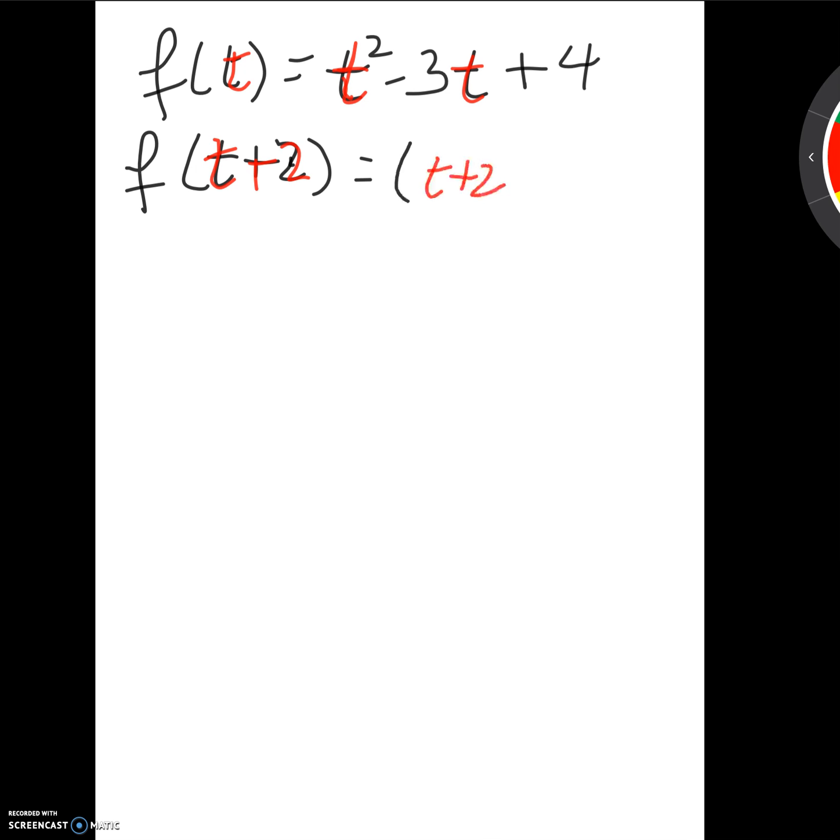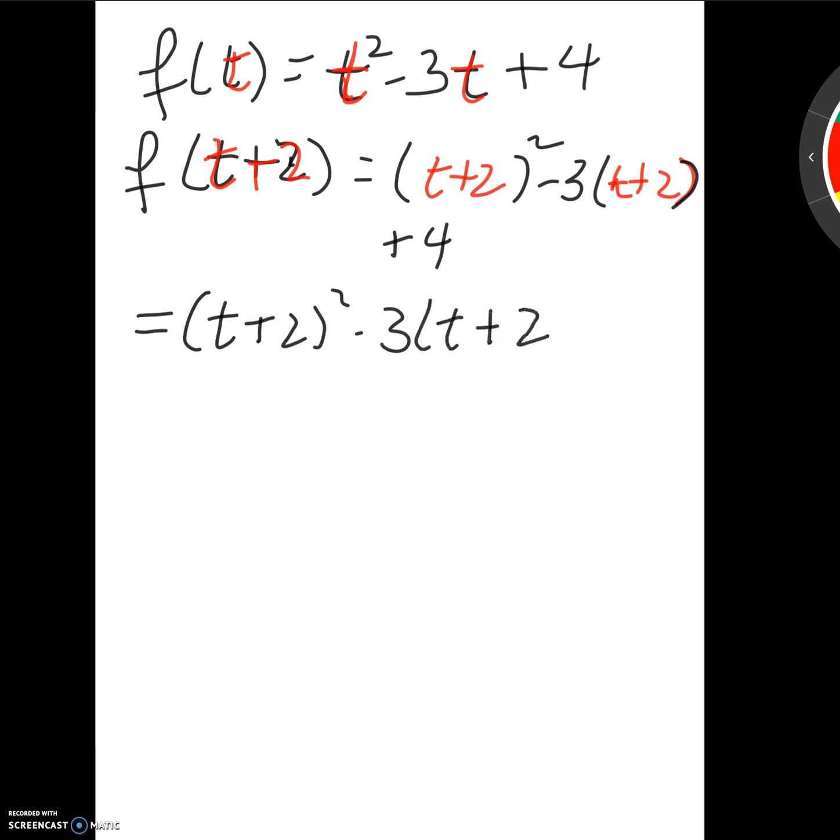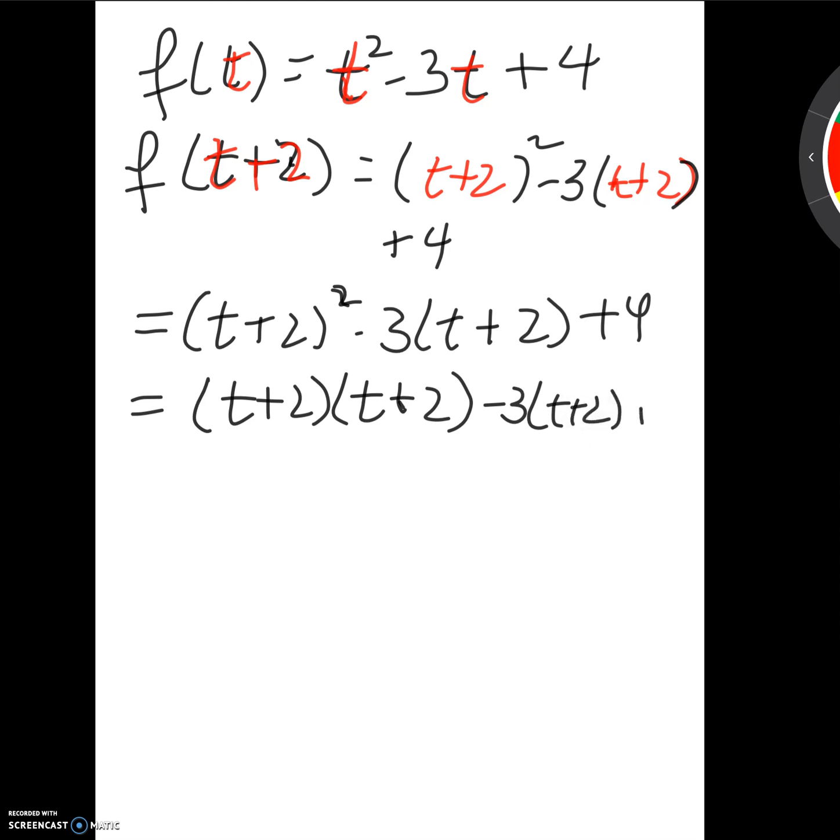We get t plus 2 quantity squared minus 3 times t plus 2. Running out of some space here, so I'll just follow up that next bit with plus 4. Okay, so let's write it out. So it looks like this. We have t plus 2 squared minus 3 times t plus 2 plus 4. Okay, so we're going to use order of operation. Order of operation says that we're first going to exponentiate t plus 2 times t plus 2 minus 3 times t plus 2 plus 4.